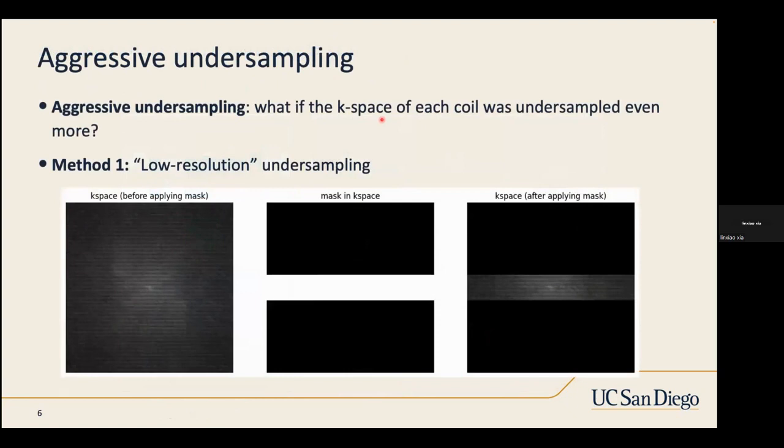The problem with the SENSE reconstruction is that each coil still requires a lot of k-space data. Therefore, we wonder what happens if we undersample each coil even more. In what we call aggressive undersampling, we will consider two methods. First and foremost, the reconstruction undersampling.